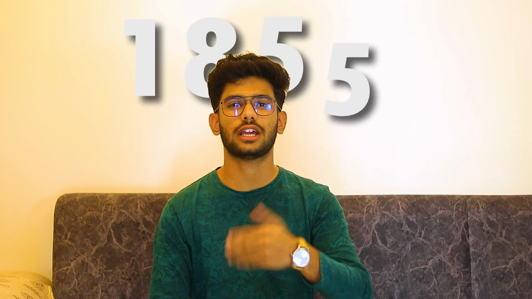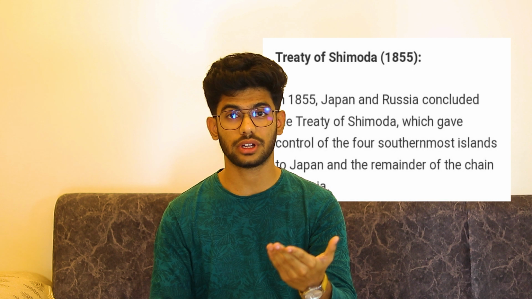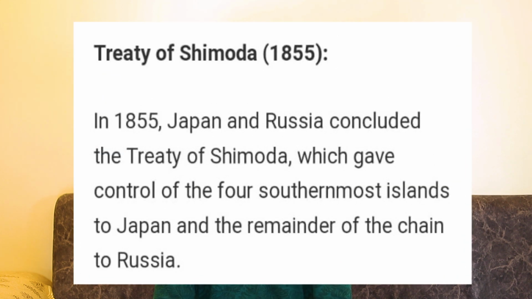This dispute began when the Russian troops, during the end of the Second World War, decided to operate and land on these islands. As we date back into the history, in 1855 a treaty was signed between Russia and Japan. This treaty was known as the Treaty of Shimoda. In this, Japan was ceded the control of the four southernmost islands. The rest of the island group was in the hands of Russia.